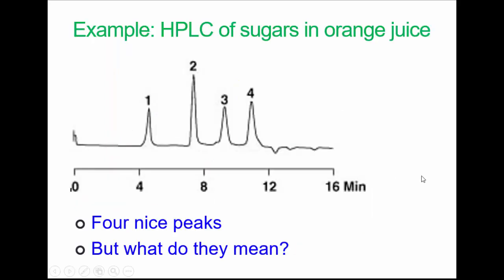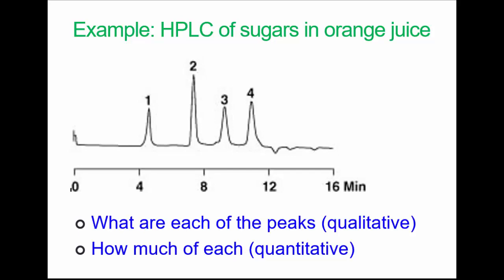Okay, take a step back and go into the importance of calibration. Say it's 4 peaks for the HPLC of sugars in orange juice. We've just taken some orange juice, filtered it and put it down the HPLC and got 4 peaks back. But what do they mean? There's a number of things we need to know. We need to know what the actual sugars are, a qualitative measurement, and how much there is of each, which is a quantitative measurement.